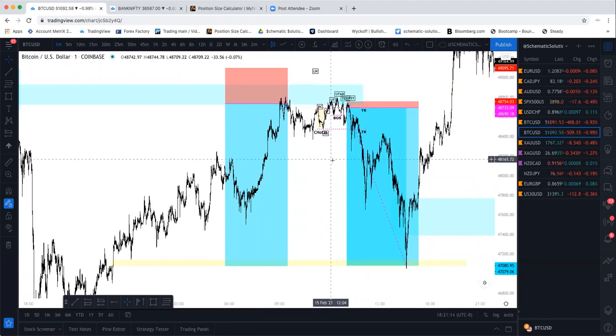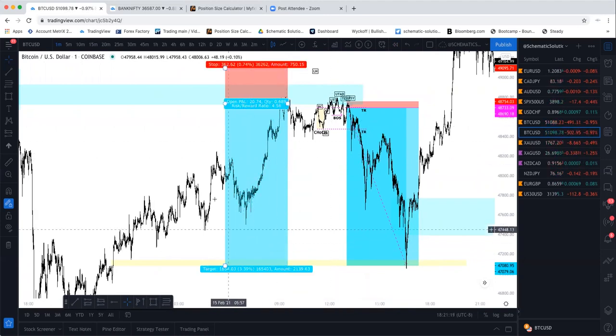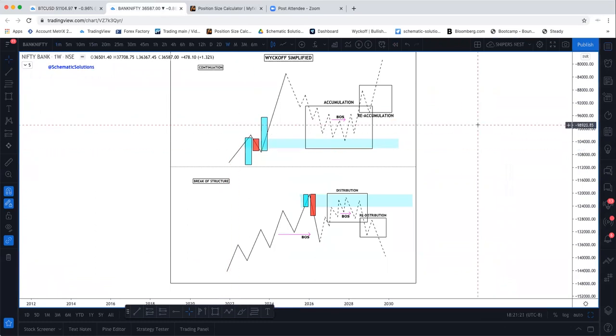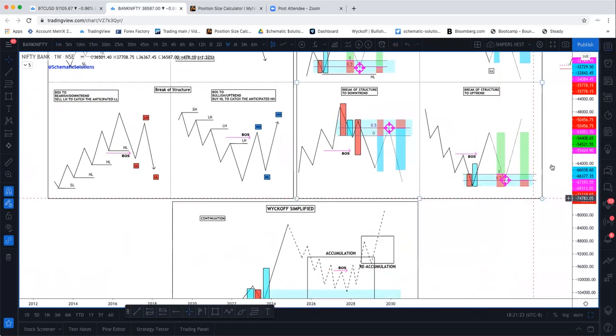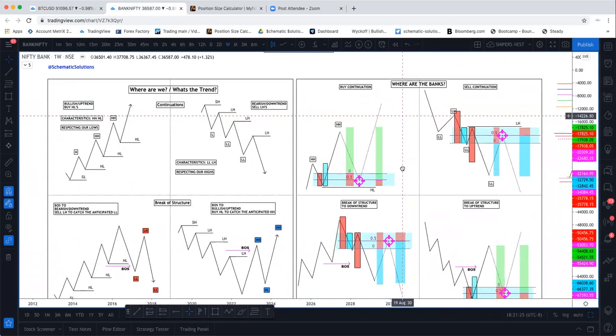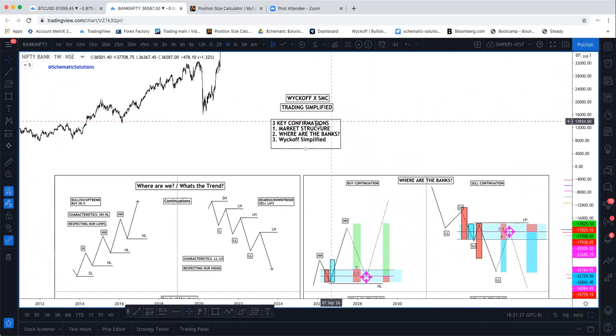So this is the benefits of how I trade, family. I hope you guys were really able to find some value from this. Just keep in mind the 3 key confirmations that we use to trade: it's going to be market structure, where are the banks, and Wyckoff.